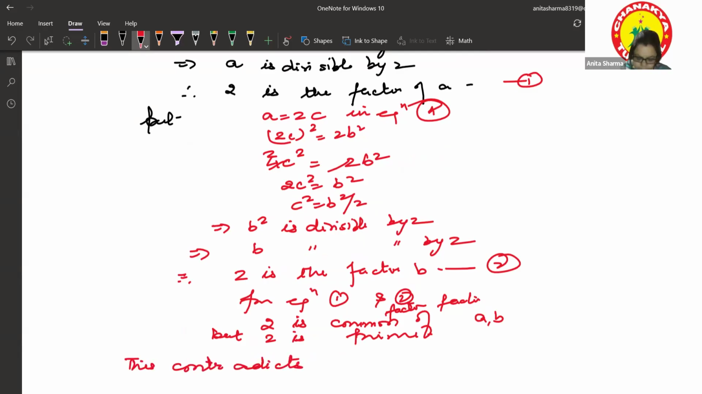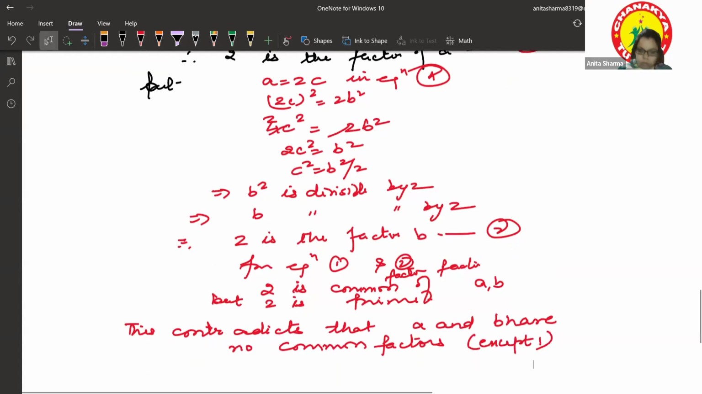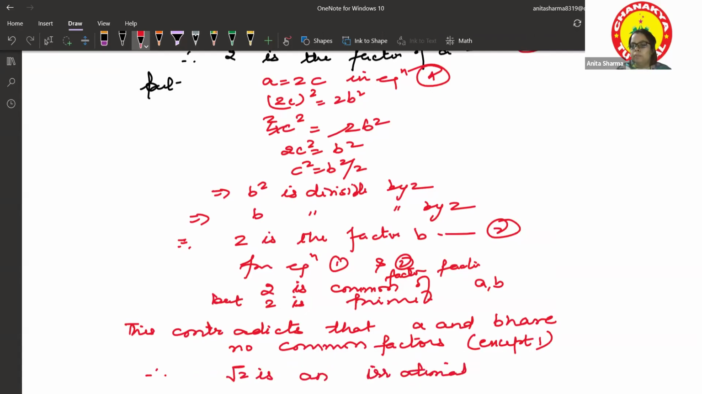At the end, you need to write this statement. This contradicts that a and b have no common factors except 1. So therefore, root 2 is an irrational number. Understood, children, how we will prove it?